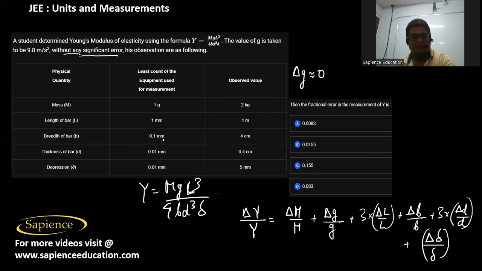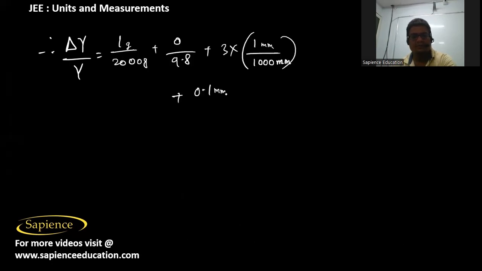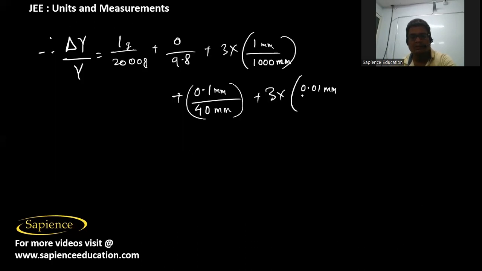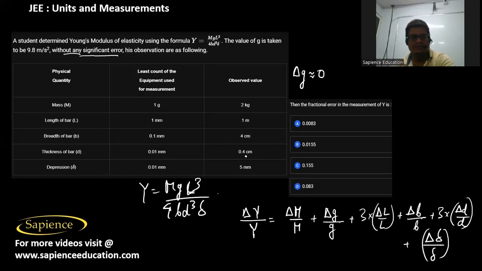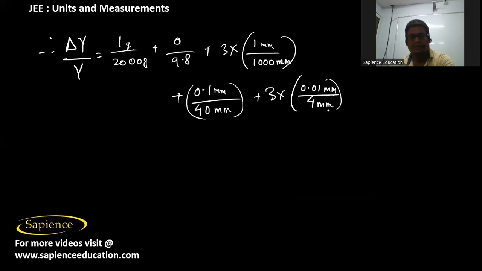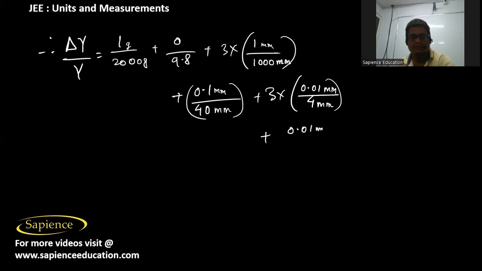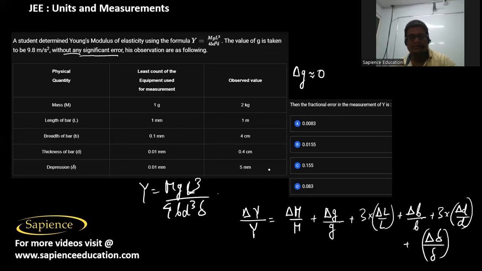plus that is delta b. Delta b is 0.1 millimeter, divided by b, which is 4 centimeter, so 40 millimeter, plus 3 into the depth. So error in the depth, that is 0.01 millimeter, divided by the value of d, that is 0.4 centimeter, so I can tell 4 millimeter, plus the relative error in depression. So the least count for the depression, that is 0.01 millimeter, divided by the value, which is 5 millimeter. So this value we have to find out.